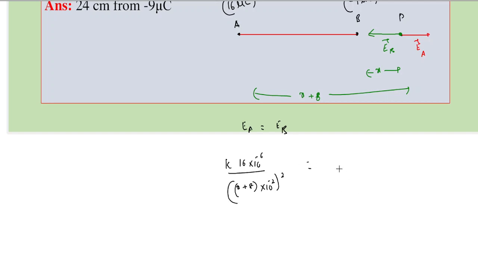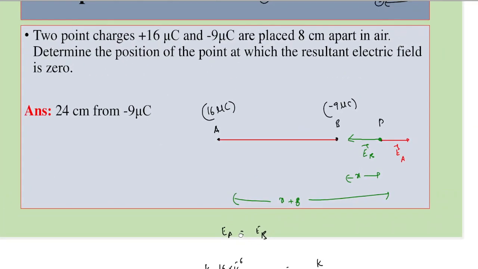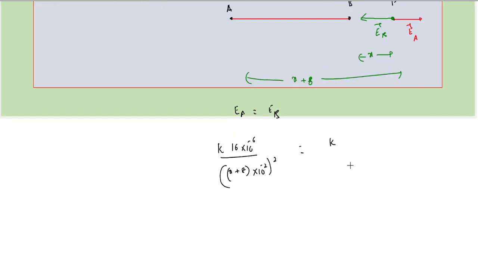It is equal to K times Q, as given here, it is 9. It will be 9 into 10 power minus 6 by x into 10 power minus 2, the whole square. This is what we get. And from here K gets cancelled, 10 power 6 gets cancelled, and even if you expand this, 10 power minus 4 gets cancelled.